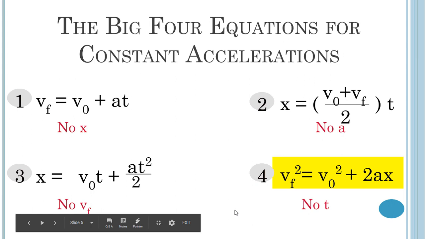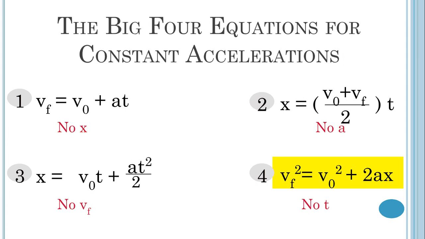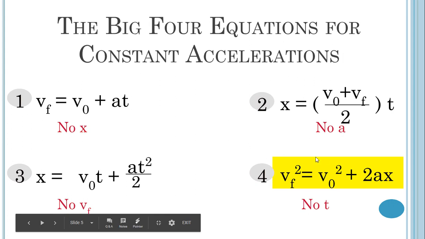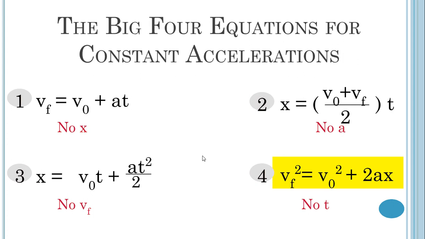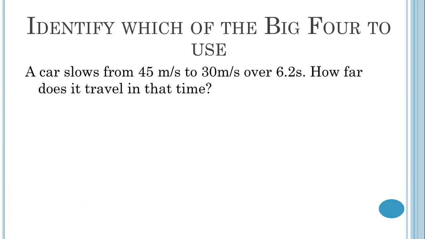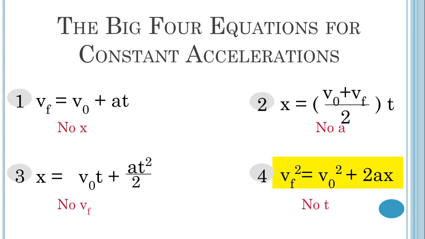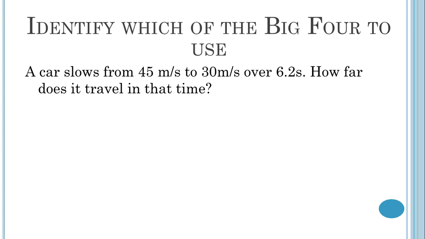Now, for the examples and problems you're going to see in this part of physics, these constant accelerations, you have to be very careful in analyzing what you're given and what you're looking for, to help you determine what equation you would use. I do want to go over a couple of examples with you just to make sure you're following along. First, we're just going to identify which one of these 4 equations we're going to use to solve the problem.